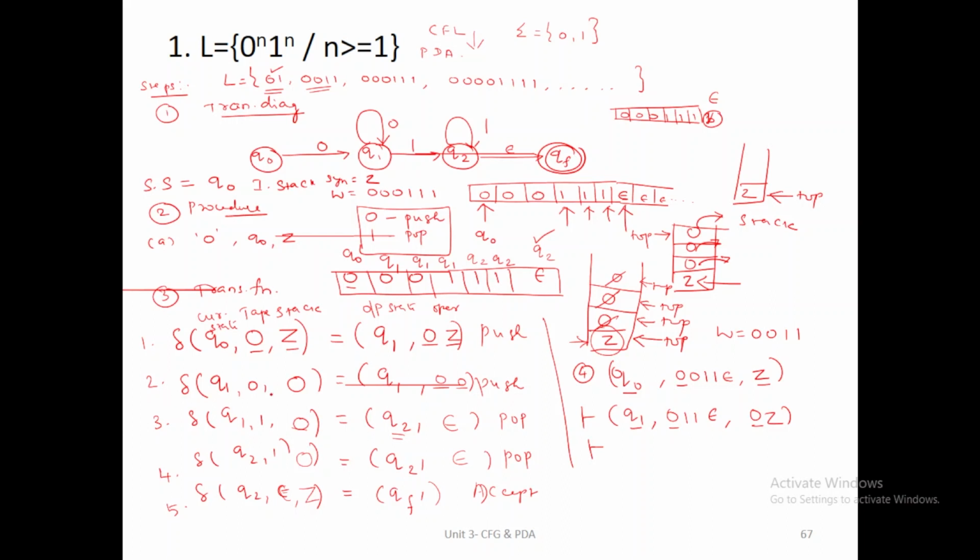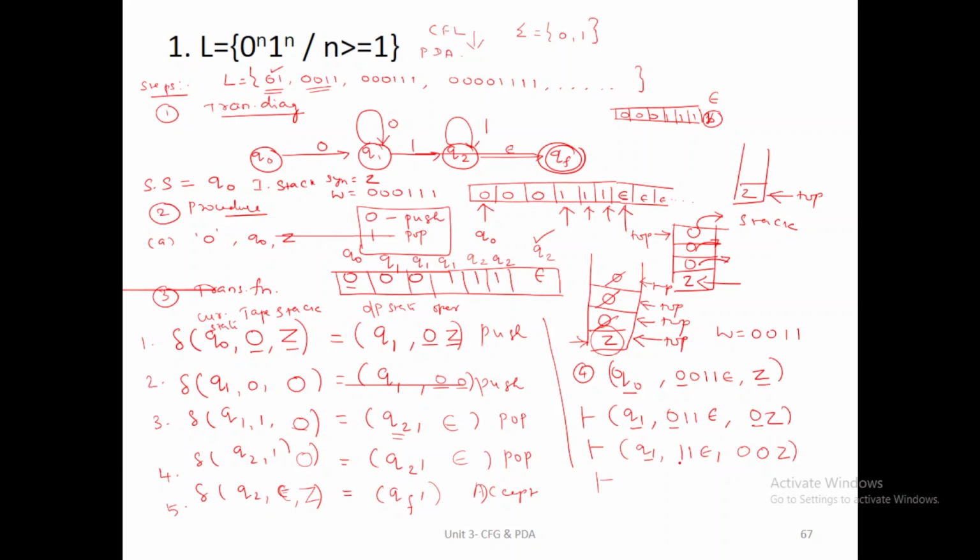This is the second function. What do you do? You stay in the same state Q1. What are the remaining values? 1 1 epsilon. What should you write? You should write 0 0. So I am writing 0 0. So instead of a single 0 I am writing double 0. The remaining value is Z on the stack. So 3 values are in the stack.